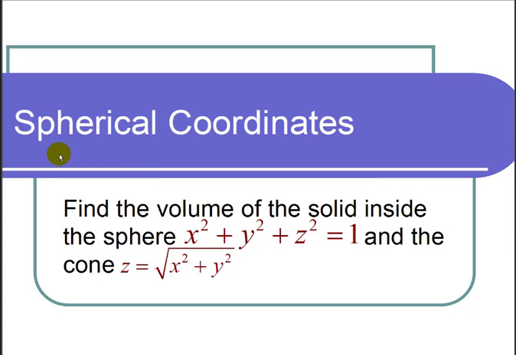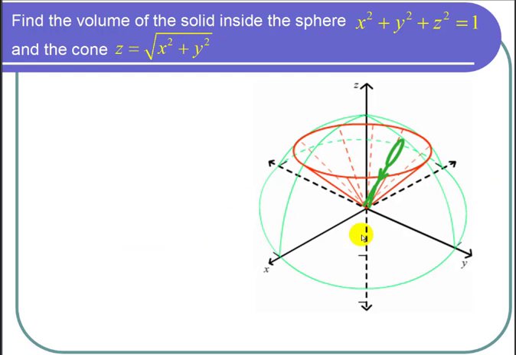This is a video on spherical coordinates. The question states, find the volume of the solid inside the sphere x squared plus y squared plus z squared equals 1, and the cone z equals the square root of x squared plus y squared. So let's start by sketching a picture. I have my sphere and I have my cone.